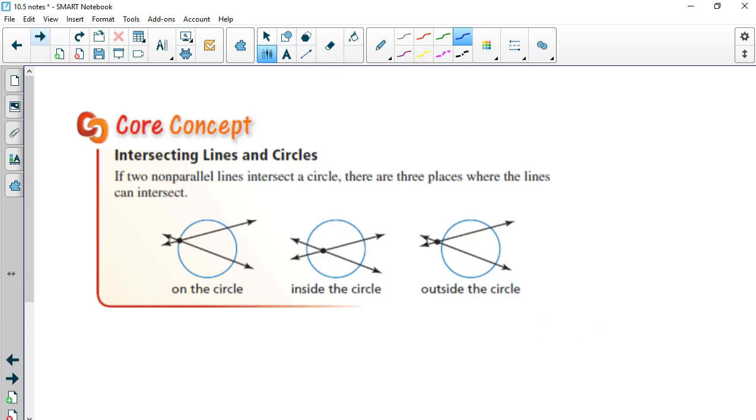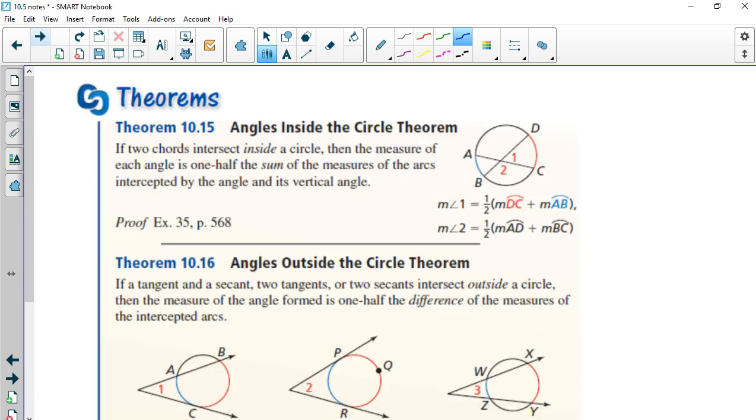All right, intersecting lines and circles. So we can have two lines intersect on the circle, inside the circle, or outside the circle. And that's just a concept. Now, if the lines cross inside the circle, we have a theorem for that. The measure of each angle is 1/2 the sum of the measures of the arcs intercepted by the angle. Okay? Which, if you think about it, makes sense. We'll get into this.